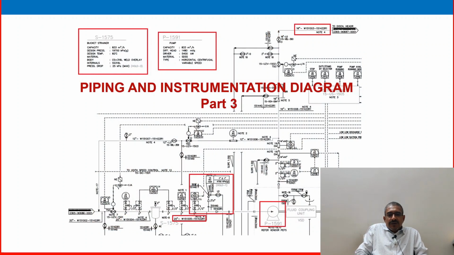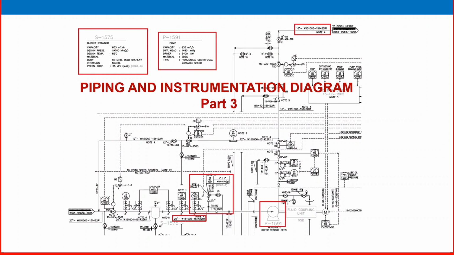Welcome to Piping and Instrumentation Diagram Part 3. In the last video, Part 2, we discussed some basic information of the piping and instrumentation diagram, symbols, and the basic flow pattern, from which direction the flow is starting, and the wellhead, flow line, manifold, etc.